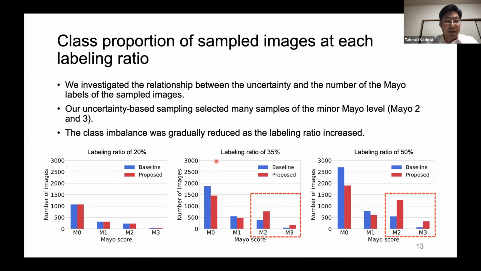Therefore, we investigated the relationship between the uncertainty and the number of Mayo labels of sampled images. This figure shows a class population of sampled images at each labeling ratio. The vertical axis indicates number of images. Our uncertainty-based sampling selected many samples of minor Mayo levels, Mayo 2 and Mayo 3. The class imbalance was gradually reduced as the labeling ratio increased.